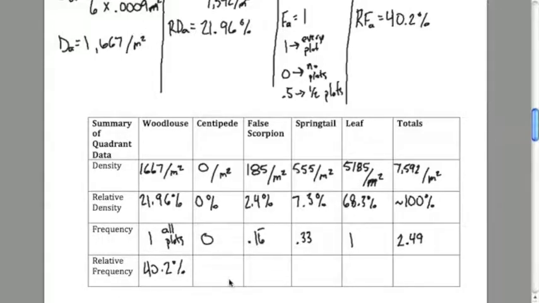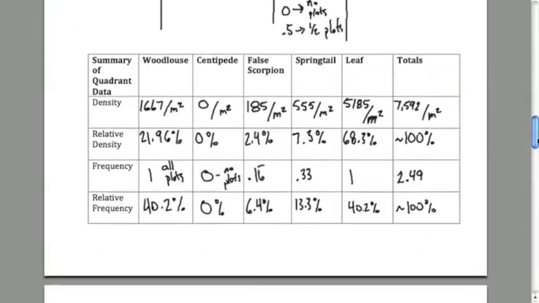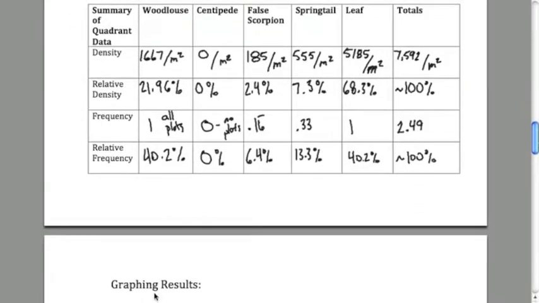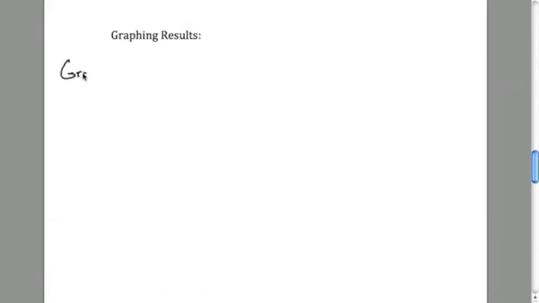So what I'm going to do again is fill in the rest of this chart and give us our total at the end. So when we look at the relative frequency, we really need to compare these percentages to the other organisms, and we can see that the woodlouse and the leaf, you're going to find them a lot more frequently compared to the springtail or false scorpion, and you don't really expect to find the centipede at any point in time. If we take this information and we want to graph our results, we can make some pretty simple graphs here.